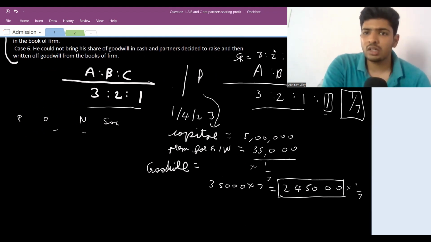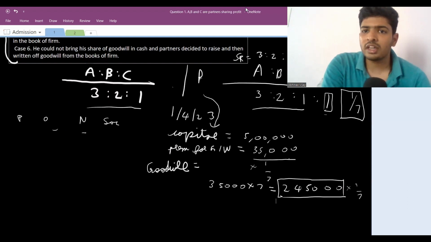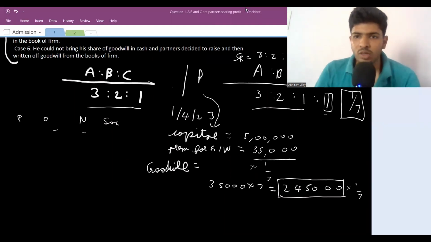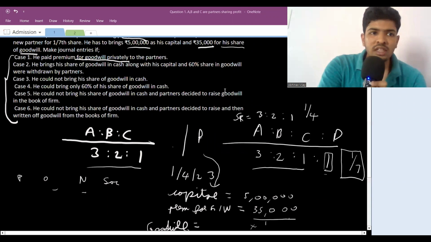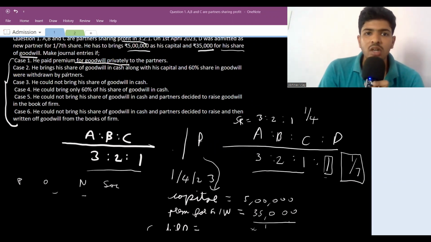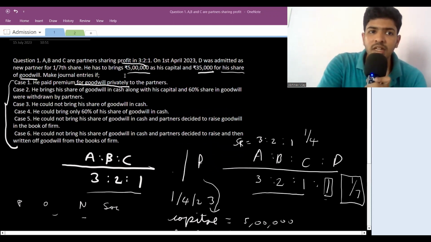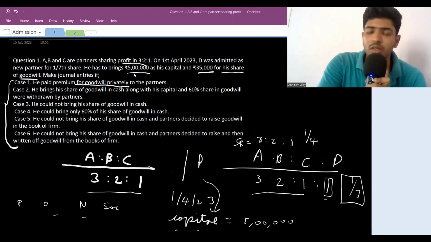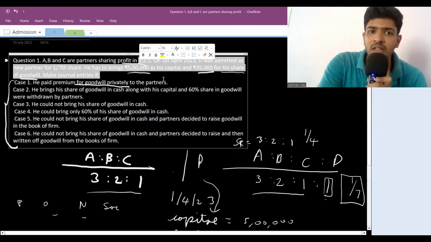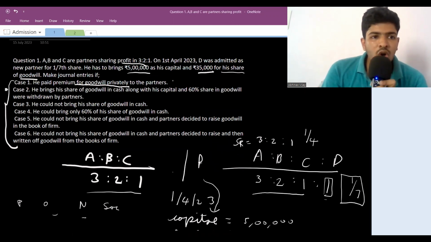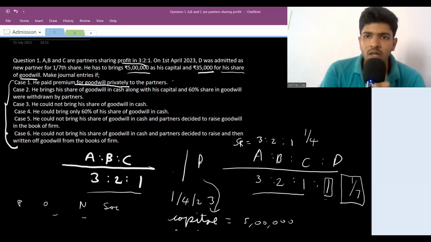Now, this part is over, right? This is the majority that we learned till now. The next part is we learn how to solve the cases. Before jumping to case 1, we know that all these 6 cases relate to entries of goodwill. But before we pass the goodwill entry, we need to do one small entry, that is the entry of D bringing in his share of capital, that is 5 lakhs, and his share of goodwill. All these 6 cases relate to adjustments related to goodwill, but we also need to pass the entry of him bringing in his capital share and his goodwill share.